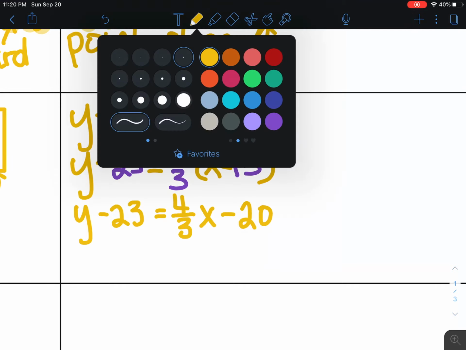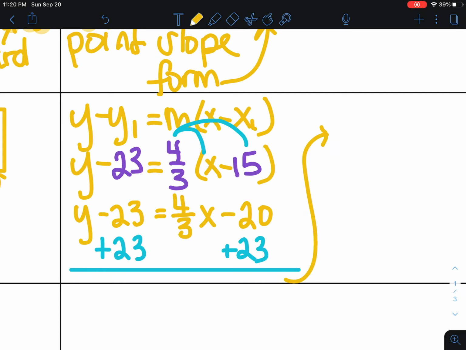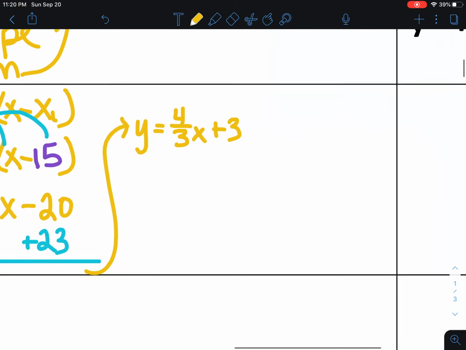Great. The next thing I need to do is get rid of that minus 23 by adding 23. All right. So I ran out of space. That's okay. I'm just going to come over here. So the 23s will zero out, leaving y by itself. Then we have 4/3 x and negative 20. Negative 20 plus 23 is 3, so that's going to be plus 3.